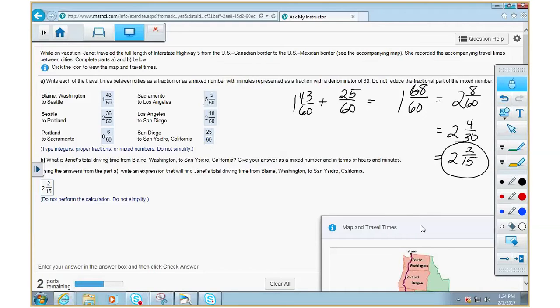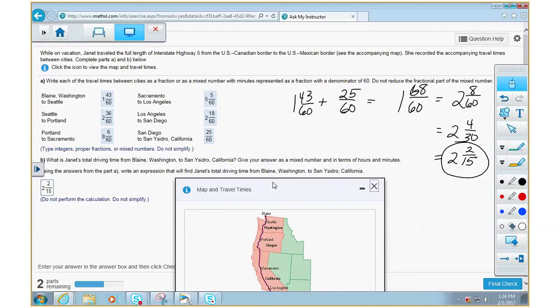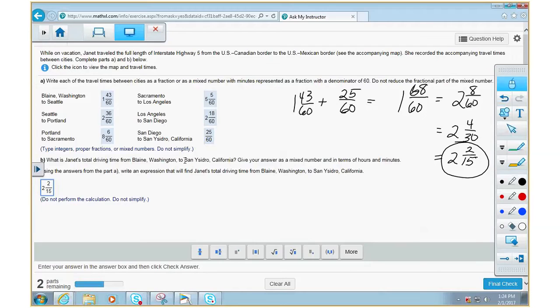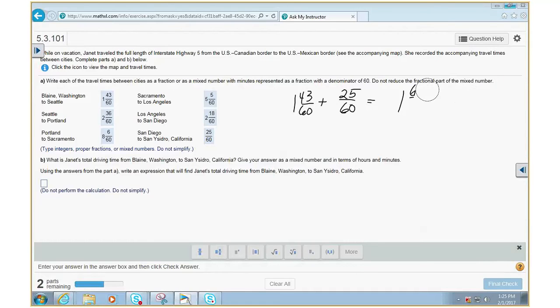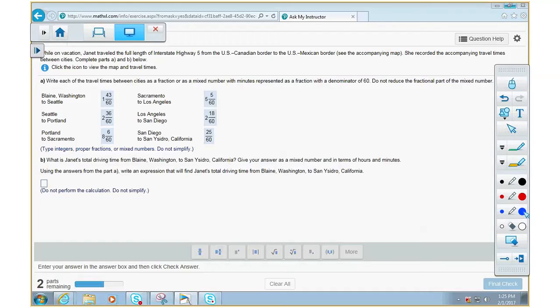And here's the problem. It's telling you to use the answers from part A to write an expression that would help her find it. Hold on, let me look at it. It says, what is Janet's total driving time? Give your answer as a mixed number and in terms of hours and minutes using the answers from part A. Write the expression for finding the driving time. Okay, you got to add every single one of them. Yeah, you have to. Let's do what you did. I read it totally different. I didn't think you were going to have to add every single one of them.